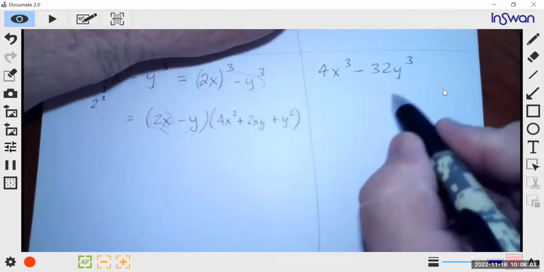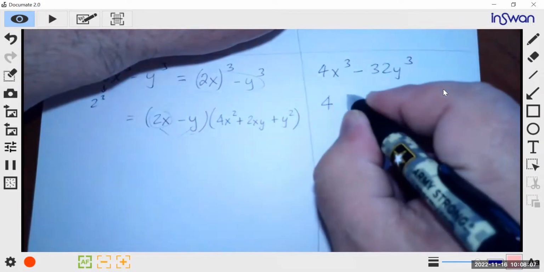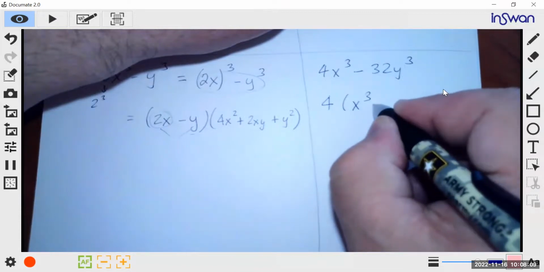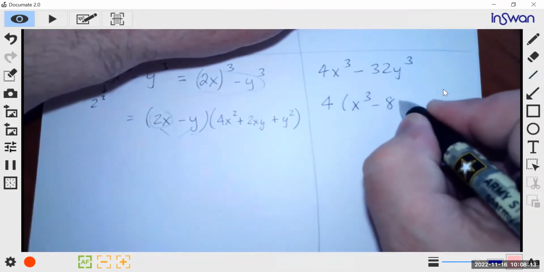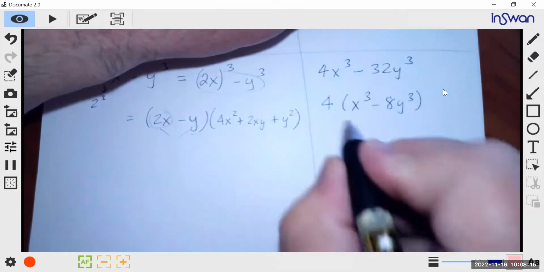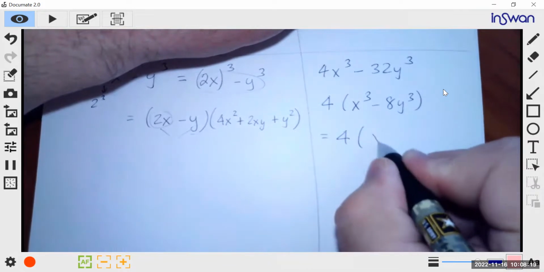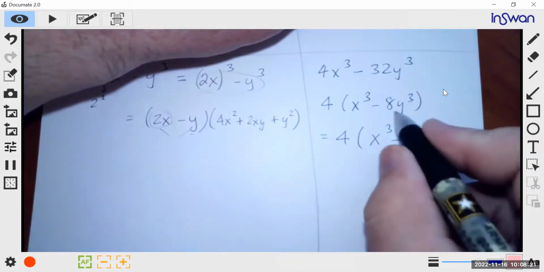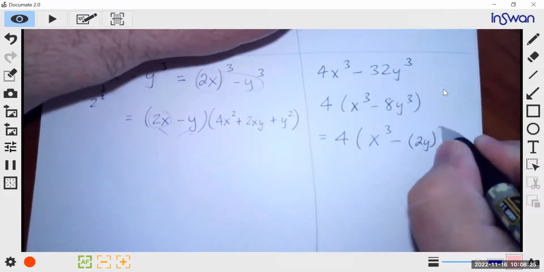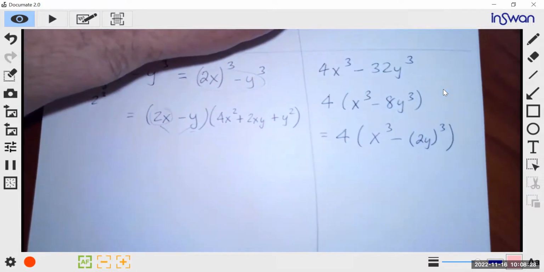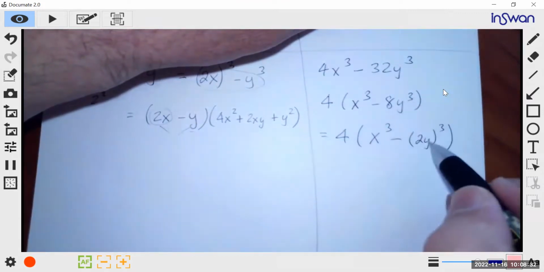Four is not a cube, 32 is not a cube. So what can I do? Factor out the 4. So I have 4 times x cubed plus 32 divided by 4, which is 8, y cubed. So we have 8y cubed, the same thing as (2y) cubed. 8 is made of 2 times 2 times 2, y cubed.